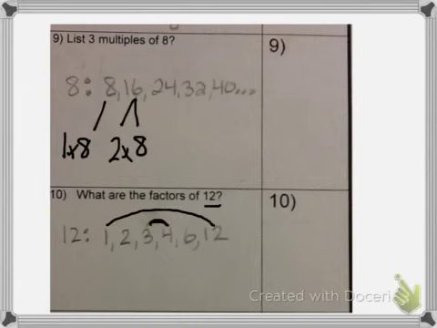1 times 12 gives us 12. So 1 and 12 are factors. 2 times 6 is 12. So 2 and 6 are factors. And 3 and 4, 3 times 4 is 12. So 3 and 4 are factors. So 1, 2, 3, 4, 6, and 12 are factors of 12.